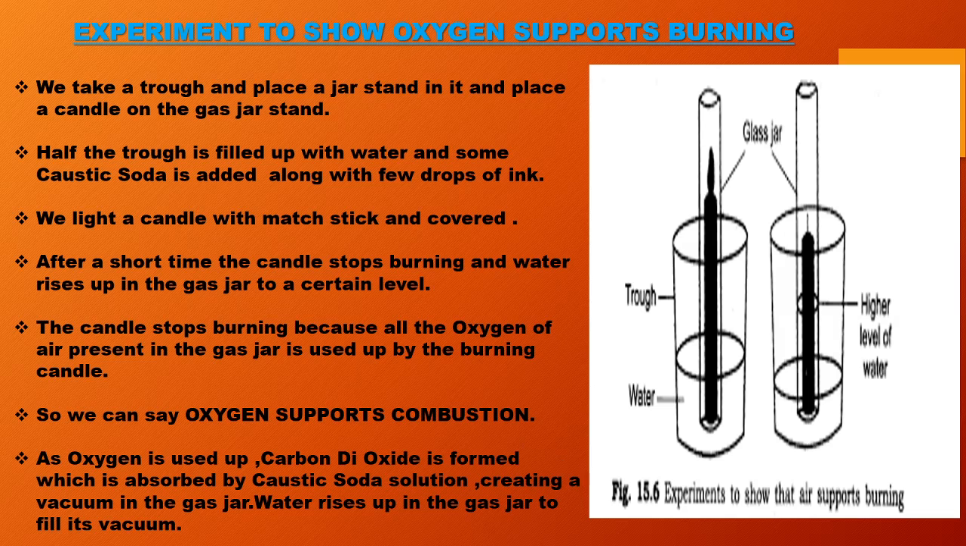So what we had done: we had taken a trough, placed a jar stand in it, placed a candle, then taken some water and added caustic soda along with a drop of ink. Then in the next step, we light the candle with a matchstick and cover it. After a short time, the candle stops burning and water rises up in the jar to a certain level. This is what we saw. This comes under the observation.